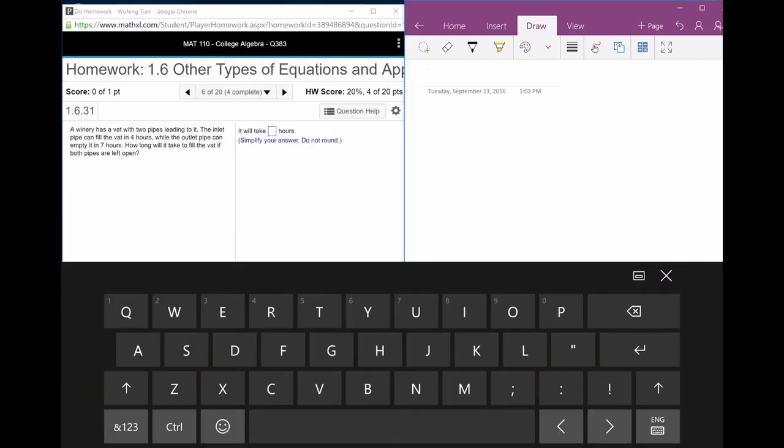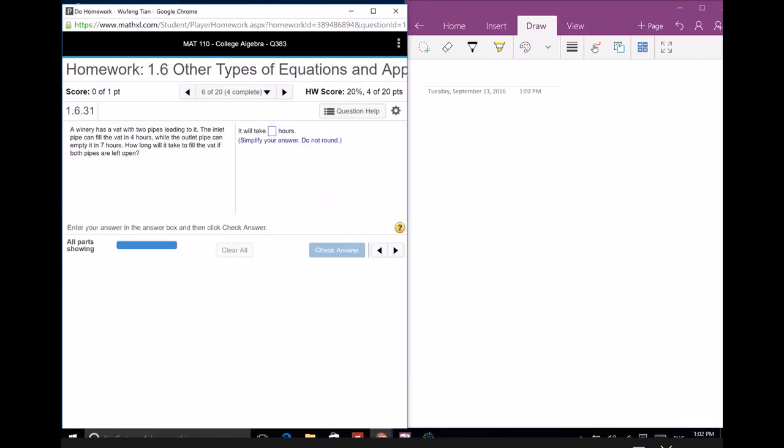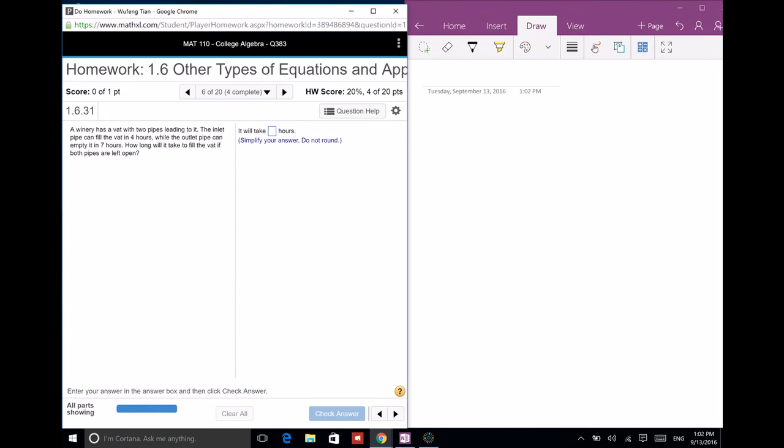Alright, so a winery has a vat with two pipes leading to it. The inlet pipe can fill the vat in 4 hours, while the outlet pipe can empty it in 7 hours. How long will it take to fill the vat if both pipes are left open? This is a very interesting question.